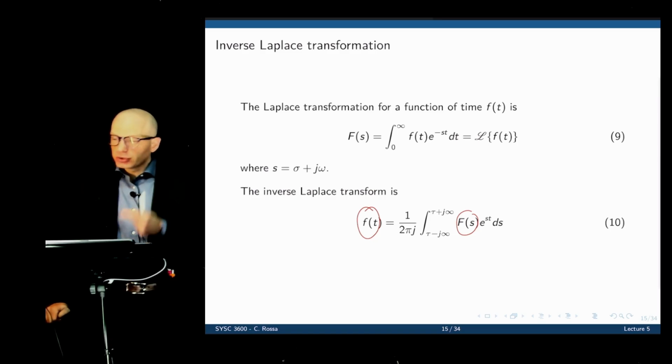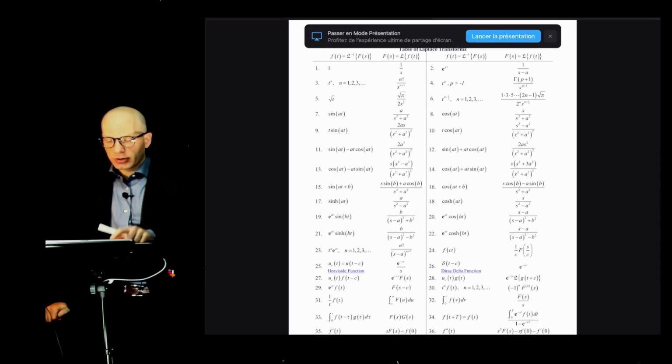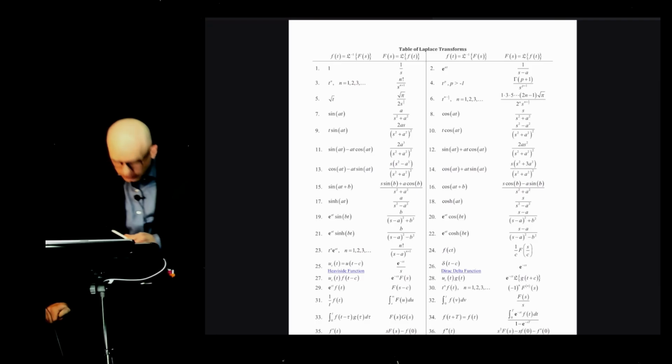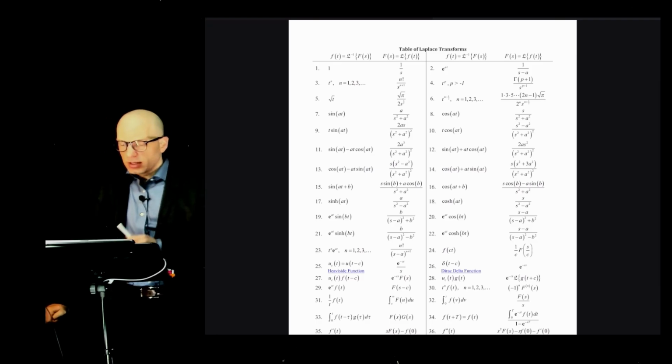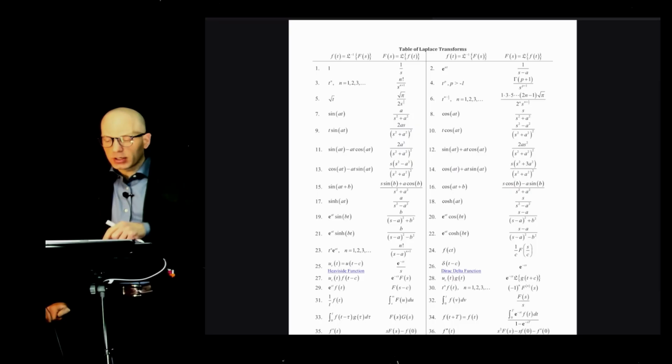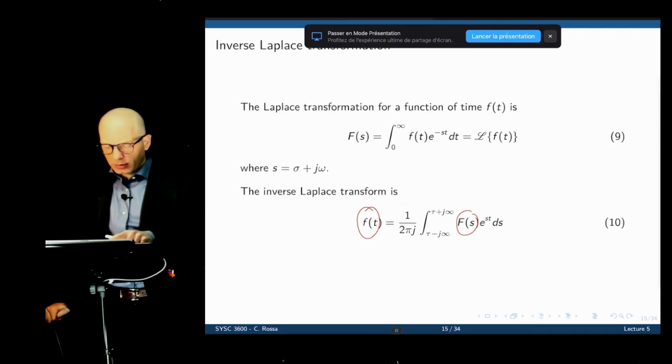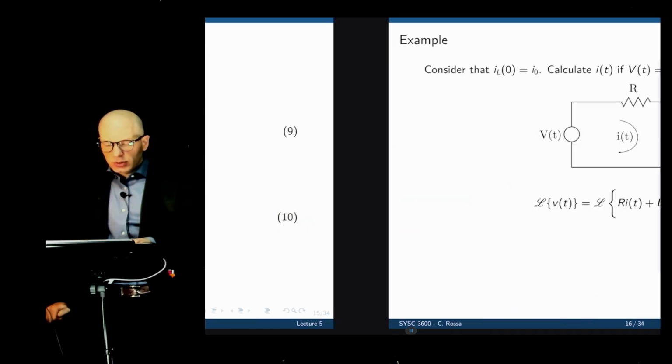We don't need to do this manually. We can go back to our table of Laplace transforms and now just do the opposite operation. When you are in the s domain, we go back to the time domain. Okay. Let's do an example.